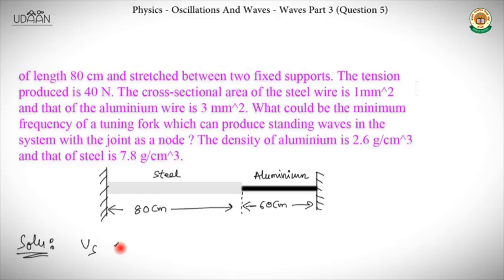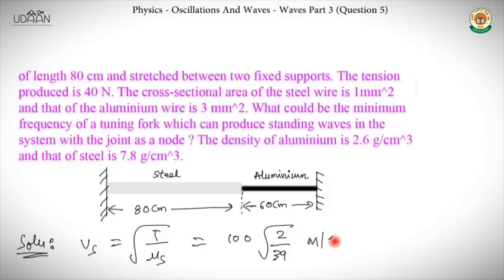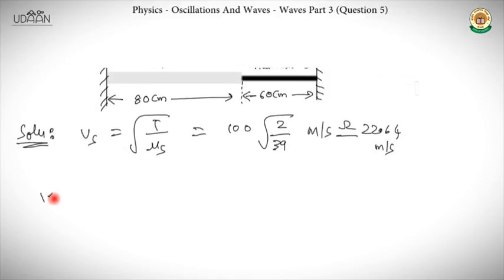The velocity in steel is under root T by mu steel. Calculate mu from the given density and the area of cross section. You get the velocity as 100 under root 2 by 39 meters per second, which is approximately 22.64 meters per second. Now calculate the velocity in the aluminium wire also. Again similarly, T by mu aluminium, you get the same velocity, which is 22.64 meters per second.